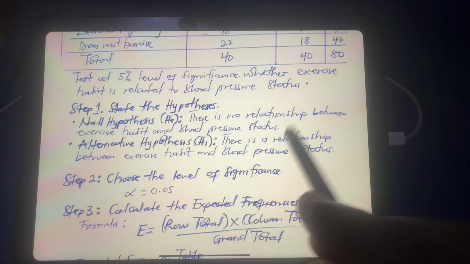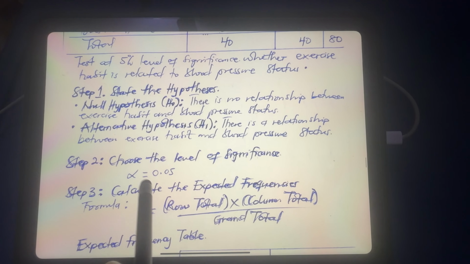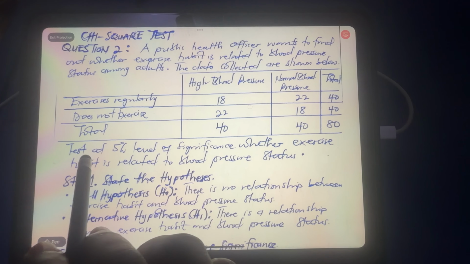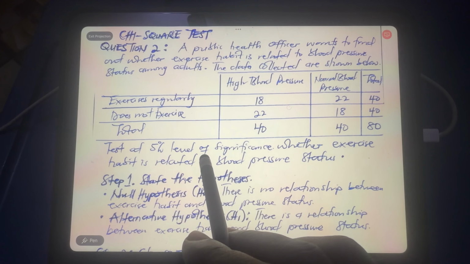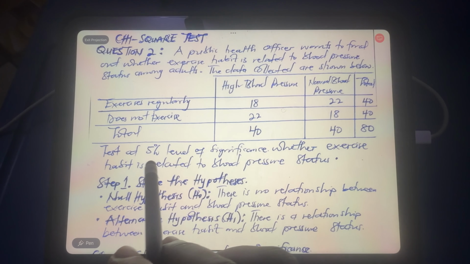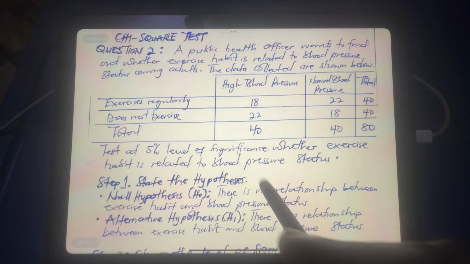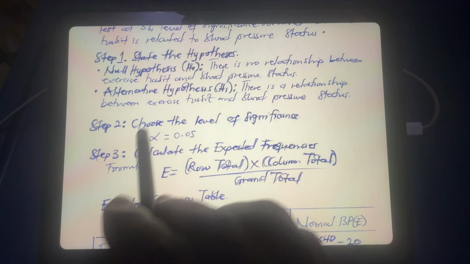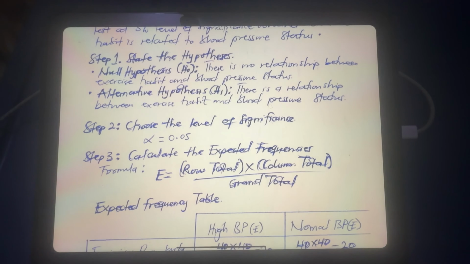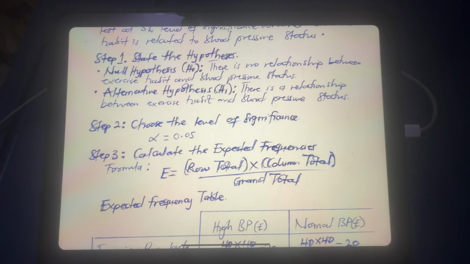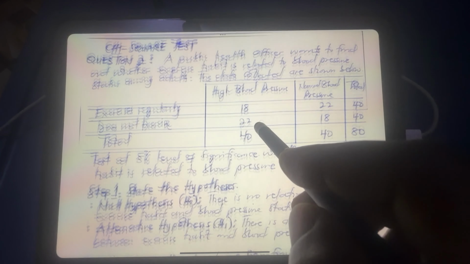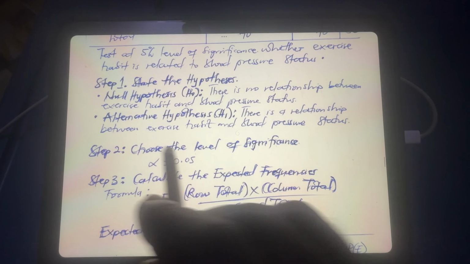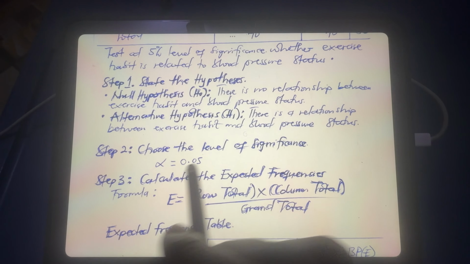Now, step two, you choose the level of significance. And that has already been given in the question: test at 5% level of significance. So you come over here and you write, choose the level of significance. Alpha is equal to 0.05. You remember I told you that the alpha is the same as the significant level. So if they tell you the significant level is 5%, 5% is the same as 0.05. So it means alpha is equal to 0.05. Then you write.